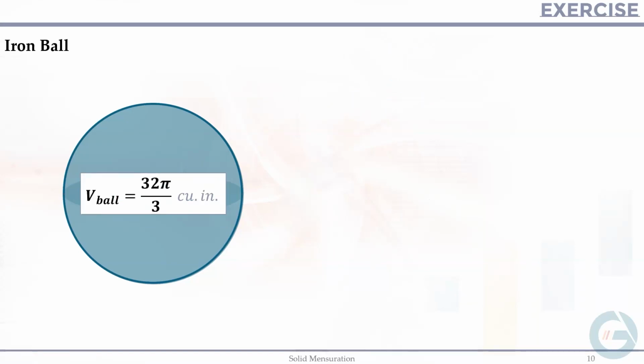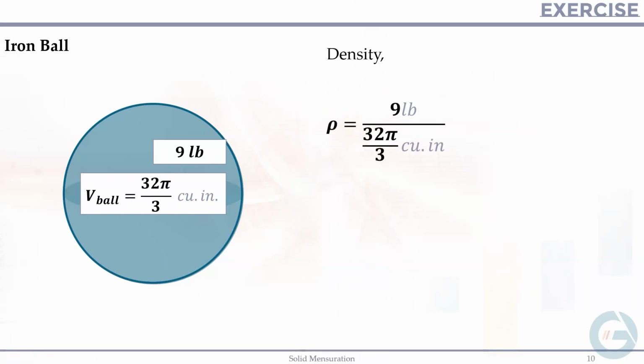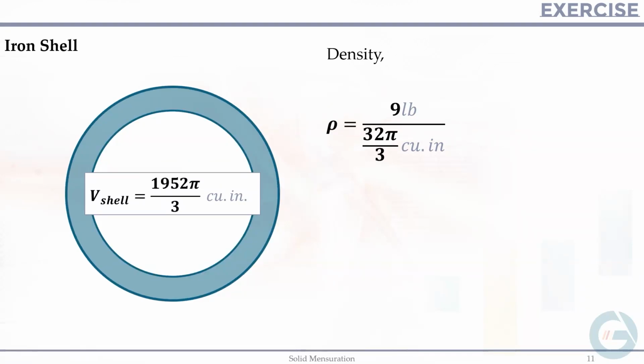And given in the problem, this iron ball weighs 9 pounds, which means the density of this iron ball is, we have 9 pounds per volume, which is 32 pi over 3 cubic inches. Density is mass over volume. Okay. Iron ball and iron shell have the same material, which means they will have the same density. And we calculated already the volume of the iron shell, which is 1952 pi over 3 cubic inches. So let's multiply this by the rate, which is the density. We have 9 pounds per 32 pi over 3 cubic inches.